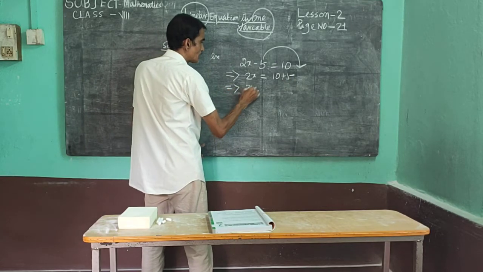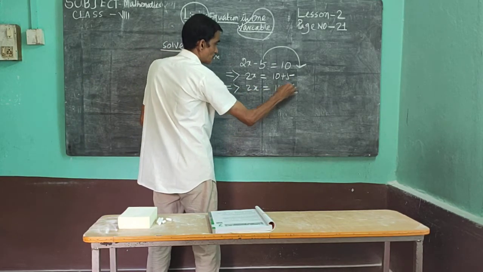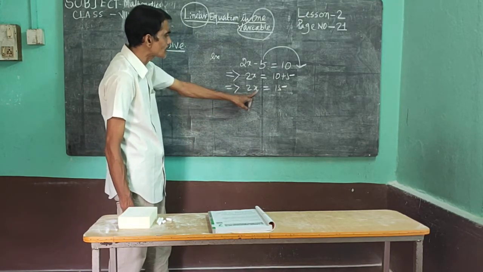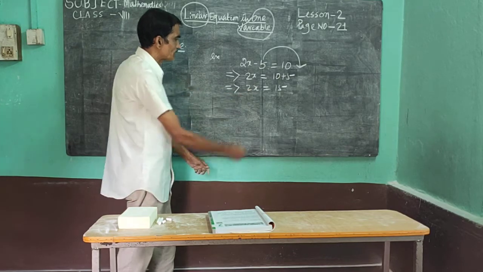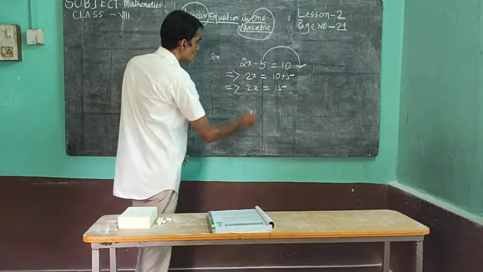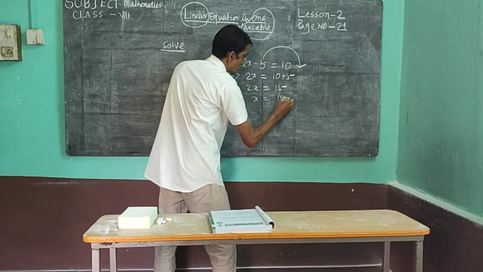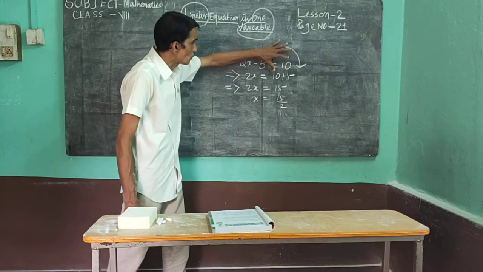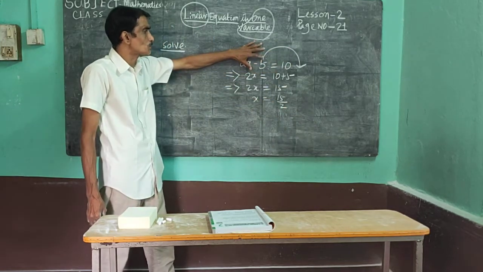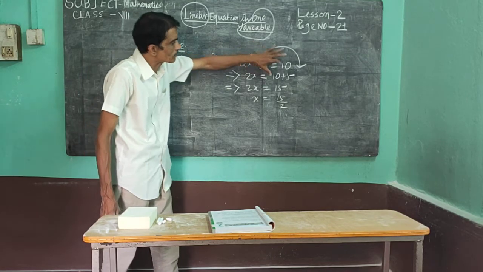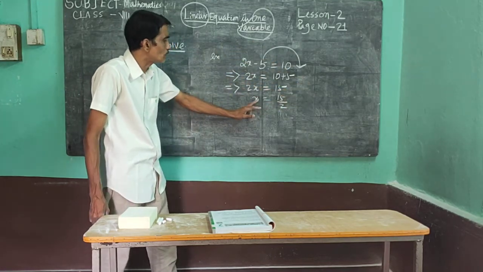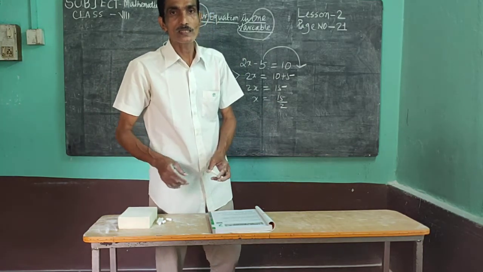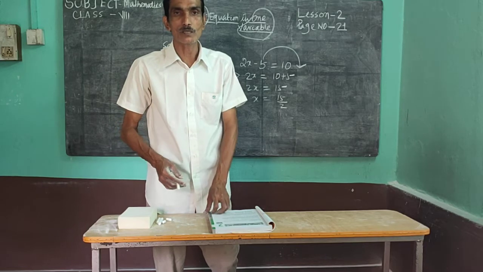First solve this one. Then another number: we have the variable x only. In x, 2 is multiplied. That should be transposed to the RHS. So x is equal to 15 by 2. So this is 2x minus 5 equals 10. We solved the linear equation by the method of transposition. So like this we can solve linear equations by the method of transposition.